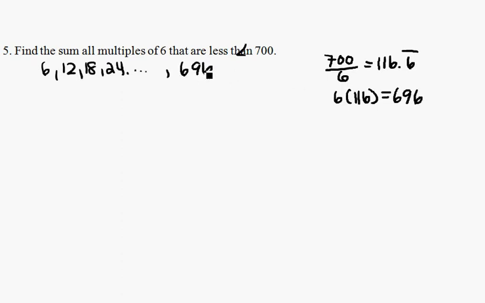I know there's not another one between 696 and 700 because 6 plus 696 is 702, which is bigger than 700. So therefore there are 116 terms. Our last is 696 and our first is 6. So the sum of 116 terms equals 116 divided by 2 times 6 plus 696. So courtesy of my calculator, the result is 40,716.